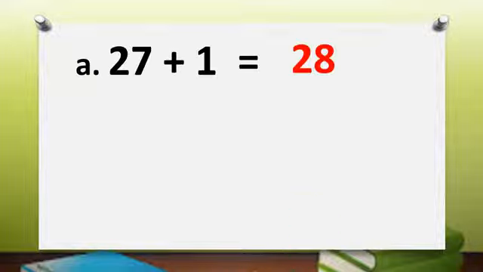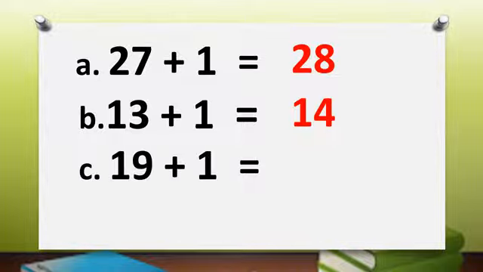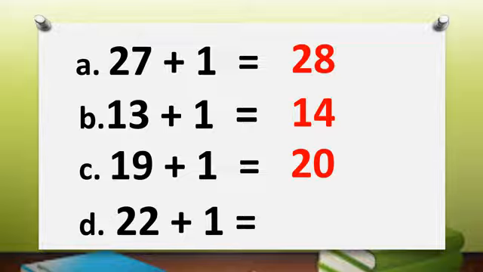Now let's understand this better with some more examples. 27 plus 1 is equal to 28. Now 28 is the number that comes just after 27. So 28 is the successor of 27. 13 plus 1 is equal to 14. Now 14 is the number that comes just after 13. So 14 is the successor of 13. 19 plus 1 is equal to 20. Now 20 is the number that comes just after 19. So 20 is the successor of 19. 22 plus 1 is equal to 23. Now 23 is the number that comes just after 22. So 23 is the successor of 22.